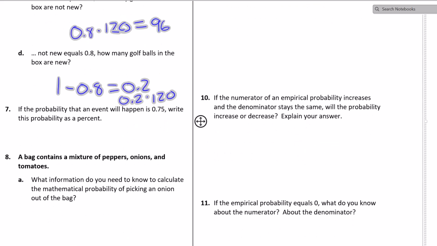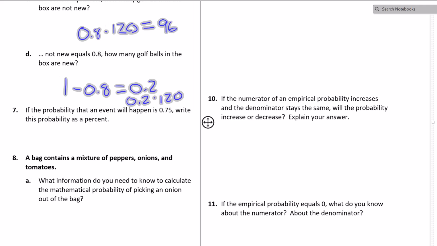Write this probability as a percent. If the probability is 0.75, then that probability is 75%.